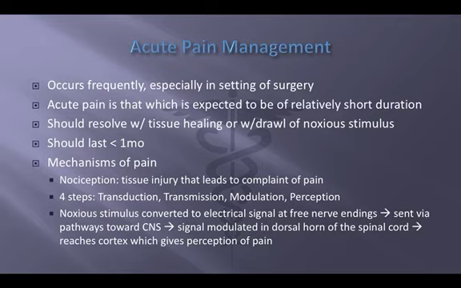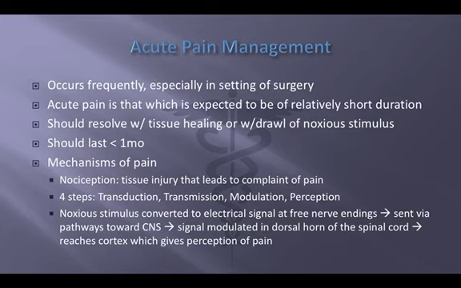So pain management. Obviously you're having surgery, you're going to have pain. Acute pain is different than chronic pain. Surgical pain is deemed acute pain. It should be of relatively short duration. It should resolve when the tissue heals or you withdraw that noxious stimulus, i.e. the chest tube. It should last less than a month. If it's more than a month, it's going to be termed chronic pain.